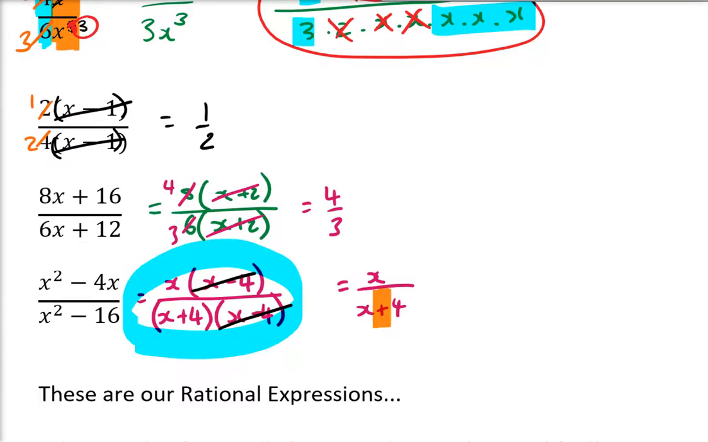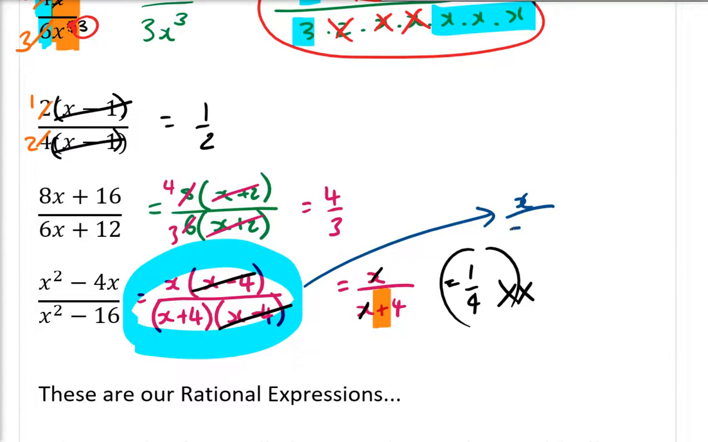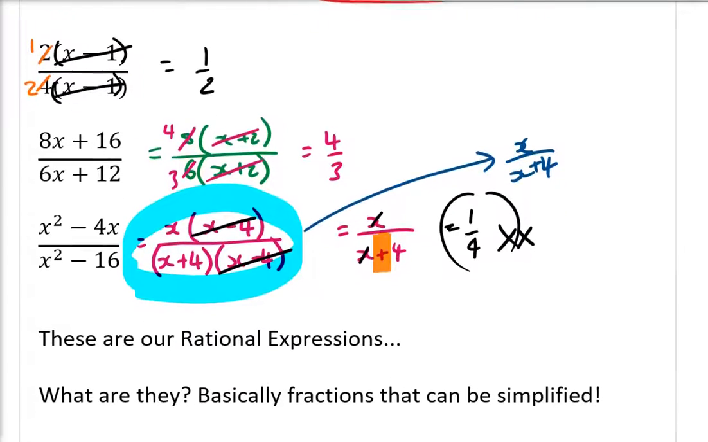Now there's a plus 4 there. I can't simplify that any further. Some of you wanted to last year cancel out the x's and make it 1 over 4. Okay, but that is wrong. You can't cancel out those x's there. So the final answer from here should be x over x plus 4. Okay, because it's pluses and minuses.